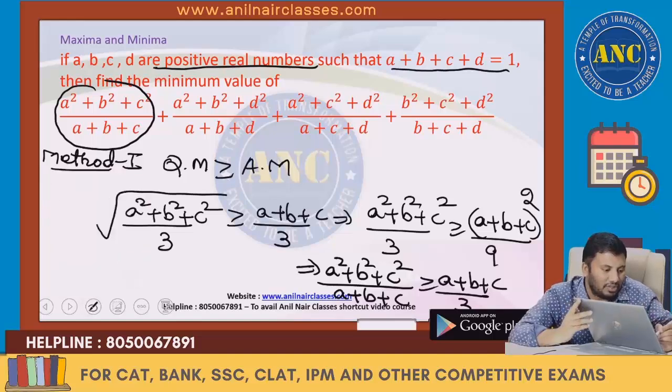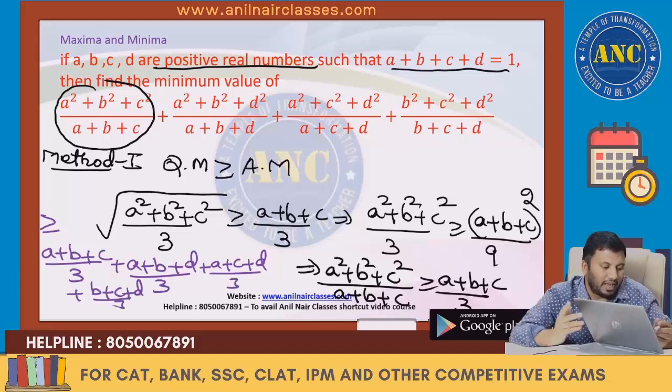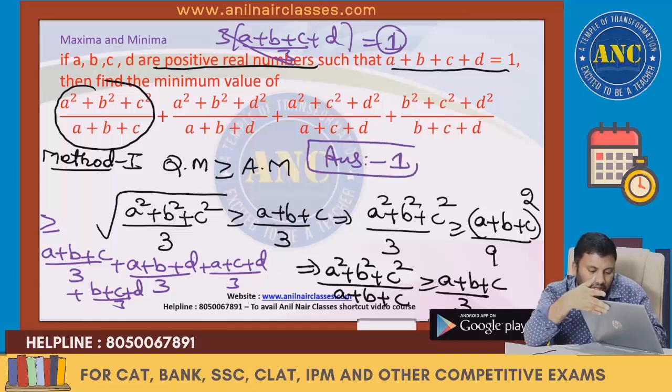Now see here, this will give you a plus b plus c by 3 greater than or equivalent to, this will give you a plus b plus d by 3. This will give you a plus c plus d by 3. Last one will give you b plus c plus d by 3. If I add it, a came how many times? Once, twice, thrice. So always it will be 3 into (a plus b plus c plus d) divided by 3. The minimum value of a, b, c, d is 1. Answer for this question is 1.